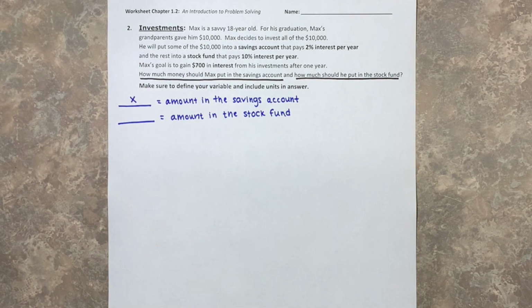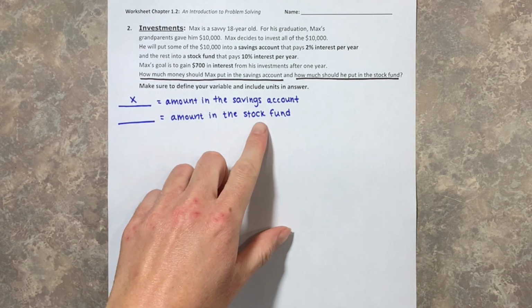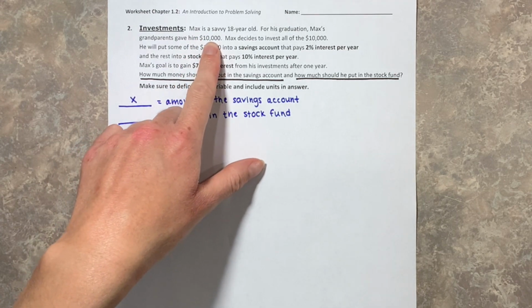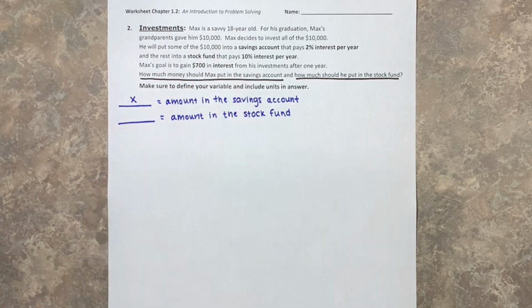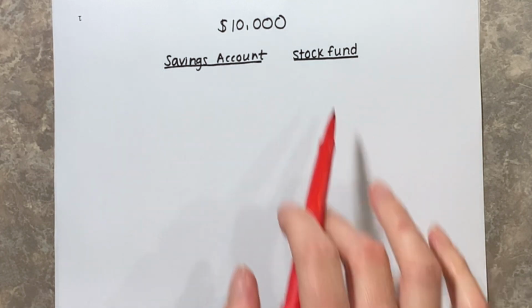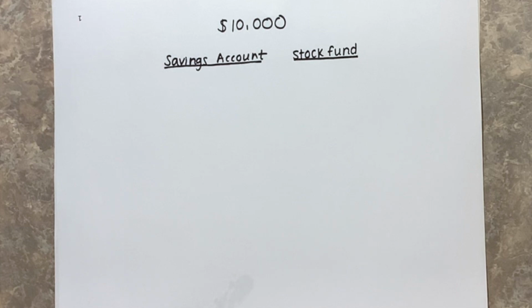Now, the next step is to ask ourselves, how can we represent the amount in the stock fund using X? Let's look back at the problem. We see that Max has a total of $10,000 that he's going to invest. I'm just going to pull out a separate sheet of paper to explain this next concept. So we know that Max has a total of $10,000 that he can invest. He's going to put some of the money in a savings account, and he'll put the rest of the money in the stock fund. Now, at this point, we don't know how much he's putting in the savings account and how much he's putting in the stock fund. That's what we're going to have to find out.